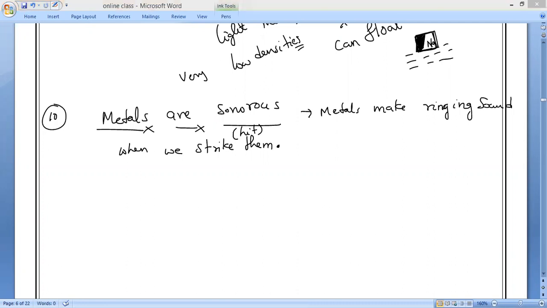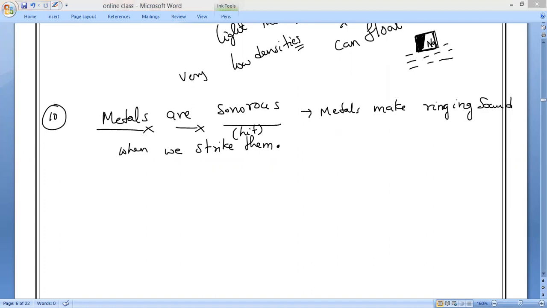Yes, sir. Making this sound is sonorous only. So where can we use this, guys? Because of making sound, where can we use it? In churches, calling bells. Very good. In your schools you can see calling bells and all, made of metals only.